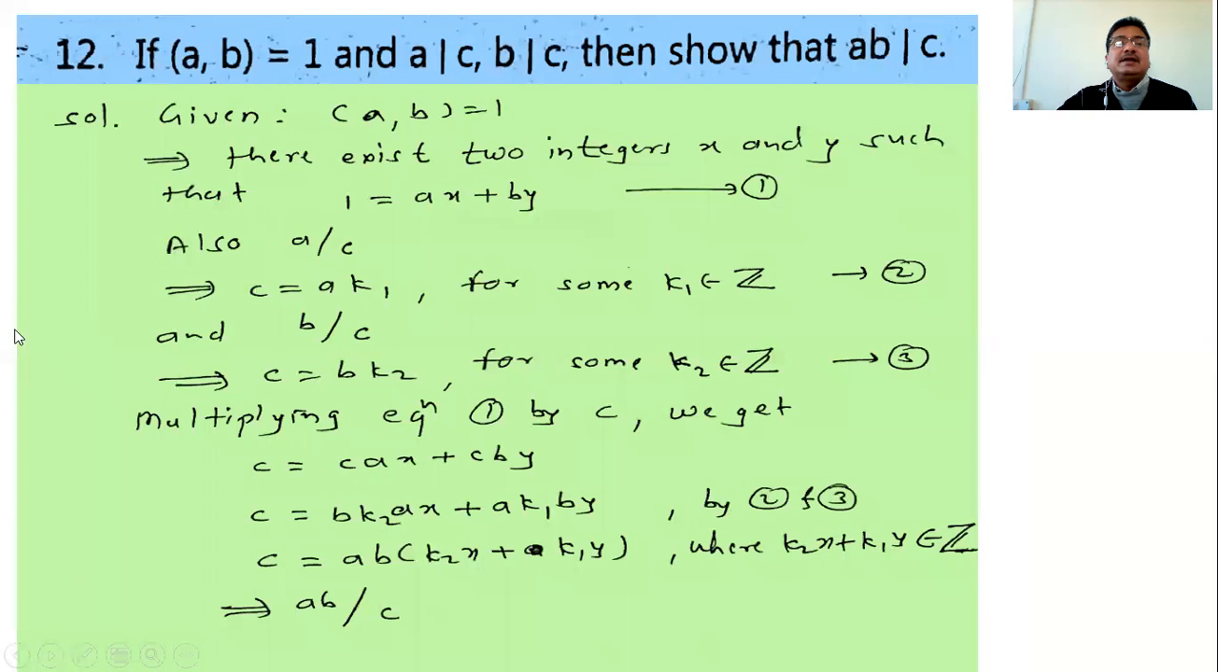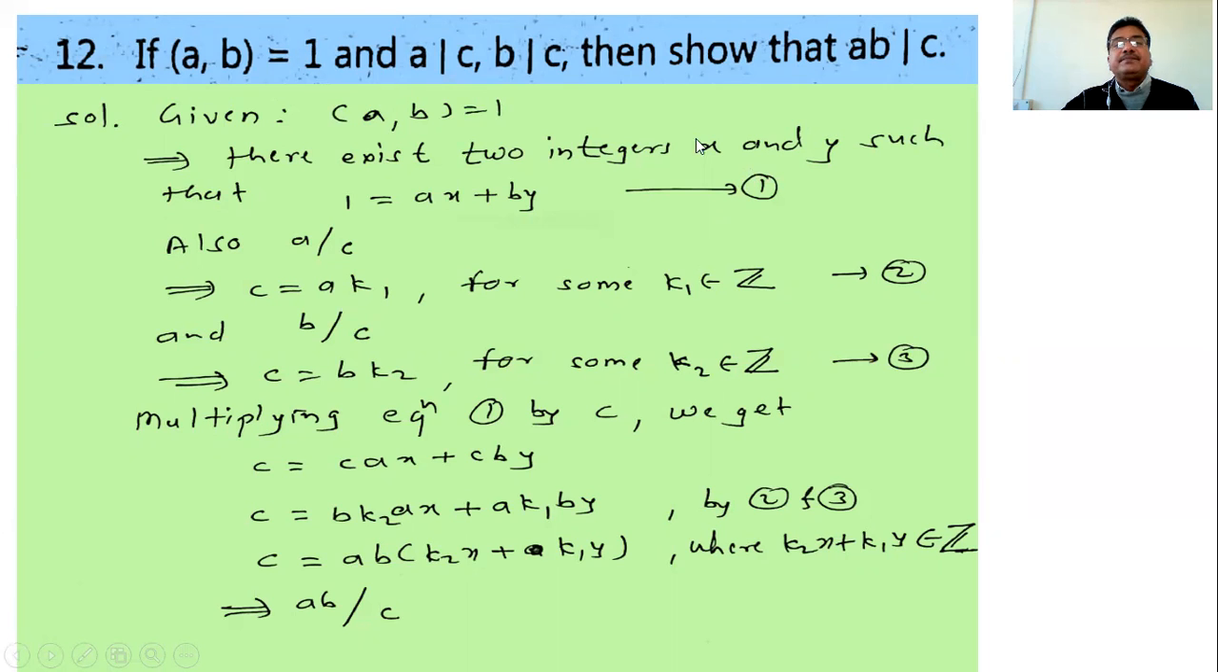Same type of example: the greatest common divisor of a and b is 1, and a divides c and b divides c, then we have to show ab divides c. So what is given? The gcd of a and b is 1, so there exist two integers x and y such that 1 equals ax plus by. That is, 1 is expressed in the form ax plus by. And a divides c implies c is expressed in the form a times some integer k1. b divides c means c is expressed in the form b times some integer k2. So these three, 1, 2, 3, are the meaning of our given.